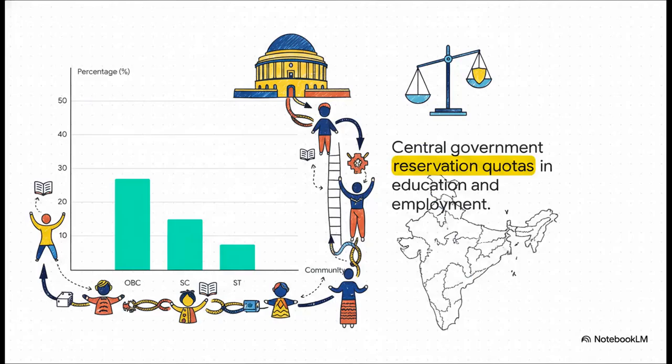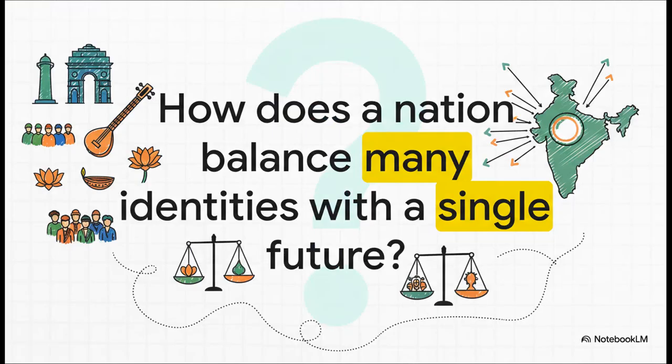And here's an interesting twist. Even policies designed to create unity can become points of major tension. The reservation policy, which is a form of affirmative action, is a tool meant to fix historical inequalities. But the debates around how it's implemented and who gets these quotas are a huge and often very divisive part of India's political life. And all of this brings us to our final lingering question.